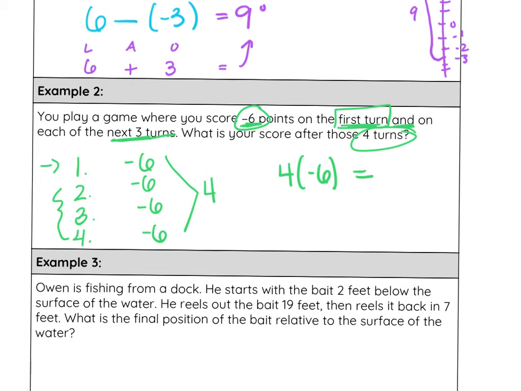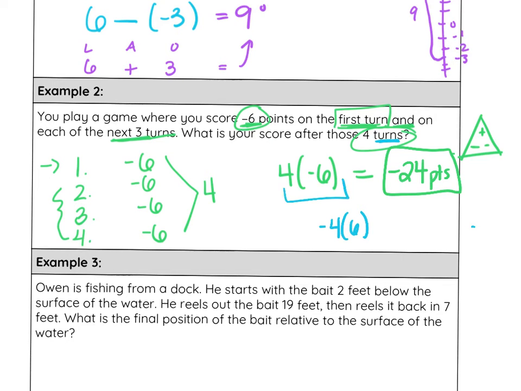And 4 times -6 is, hopefully you remember this rule, a positive times a negative is a negative. So 4 times -6 is -24 points. Okay, you cannot have -4 times 6. Because -4 is talking about turns. It's not talking about anything that should be negative. So you have to have, yes, you'll get the same answer, but you have to have the correct expression. So that would be wrong. Okay, so pay attention to that.